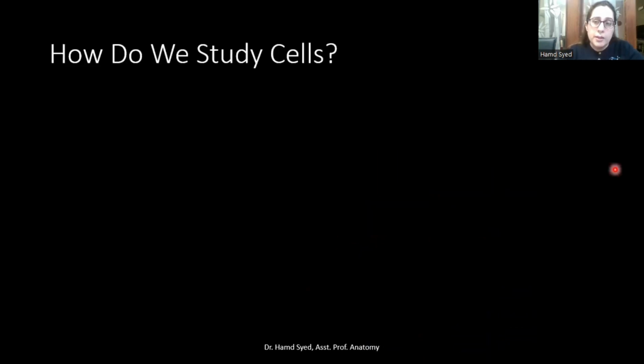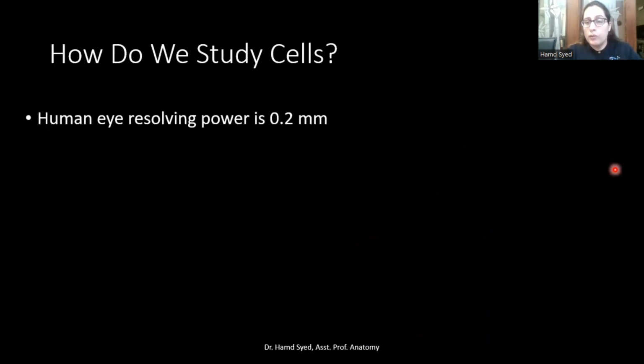Now, how do we study cells? There are different instruments available for helping us to study cells because our human eye is not capable of visualizing a single cell. This is because the resolving power of the human eye is limited to 0.2 millimeters. Now, what is the resolving power? It is the ability to differentiate 2 points as 2 separate points. That is known as the resolving power.